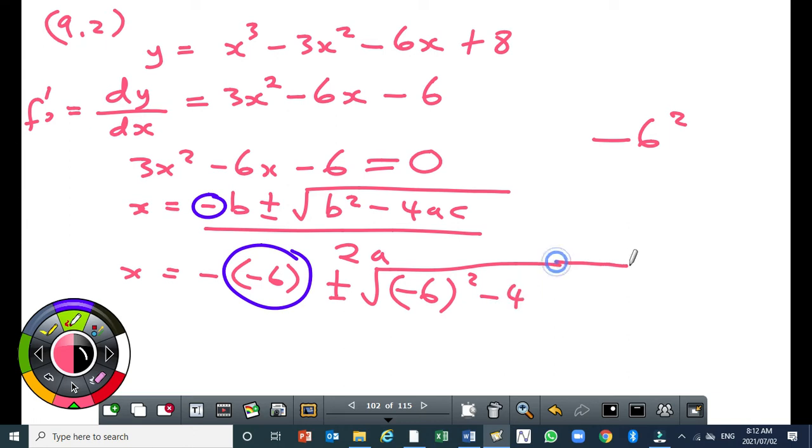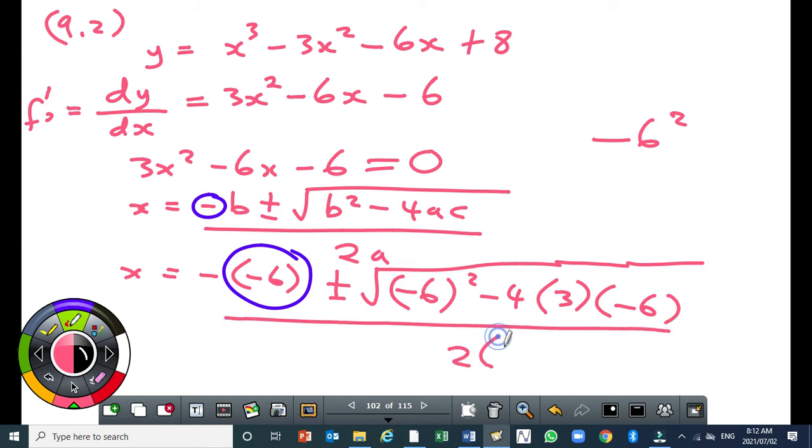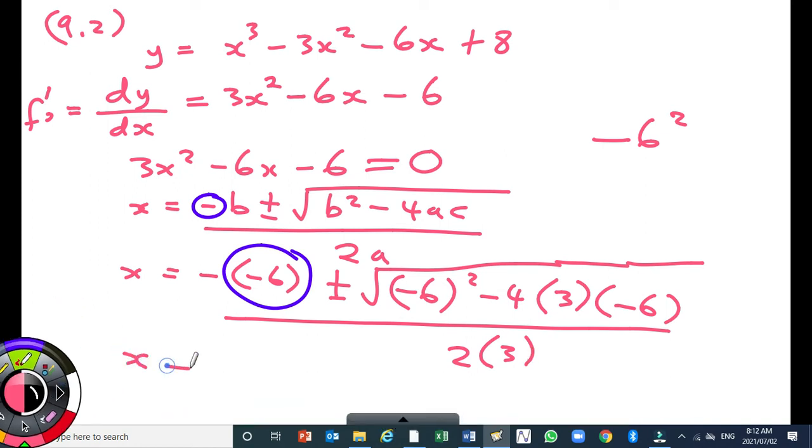Minus 4. All right. The a is 3. Our c is minus 6. All over 2 times 3, which is 6. So this is what you are expected to do. And it's not difficult. You can make it difficult on your own. Then, let me simplify this further.